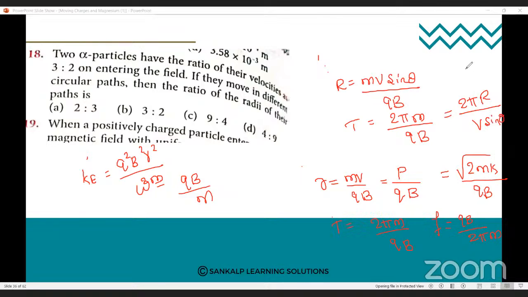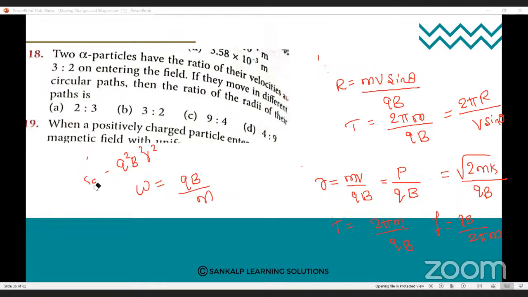This is for the helical path. What we wrote earlier was for the circular path. This is for the helical path. So reciprocal of the time period is nothing but what? It is the frequency. So the formula can be written for the frequency also.